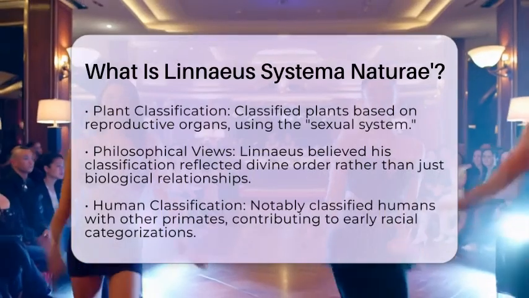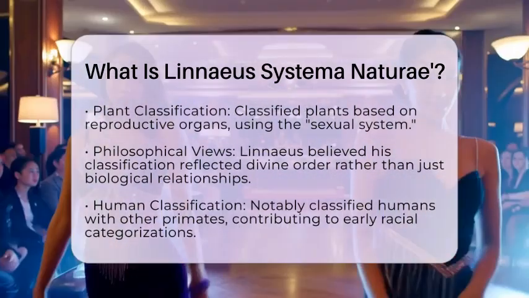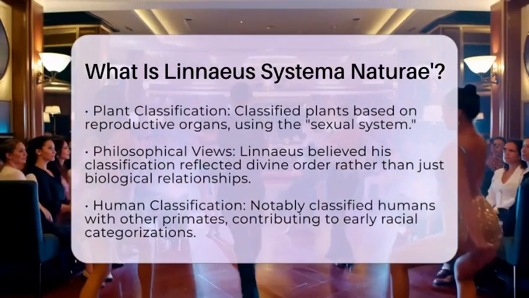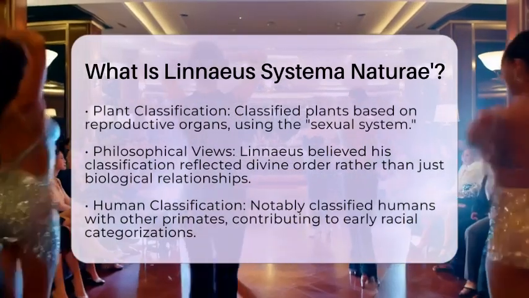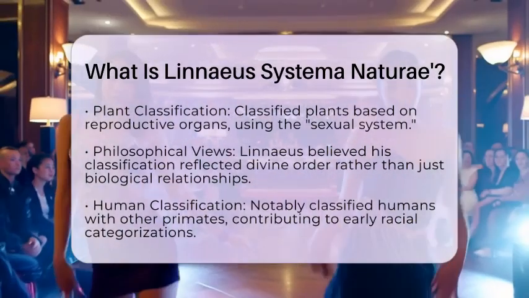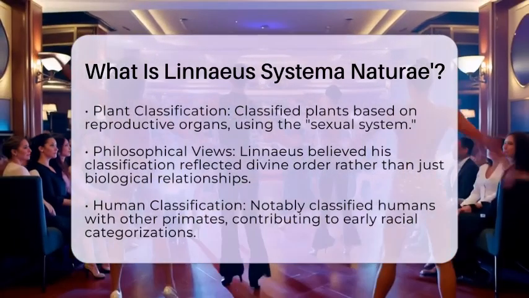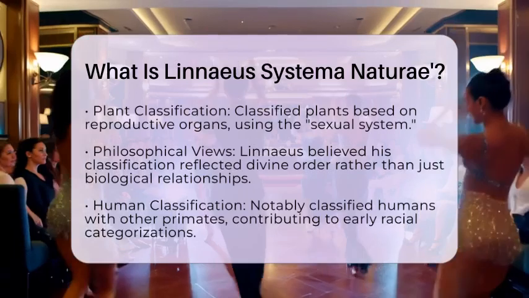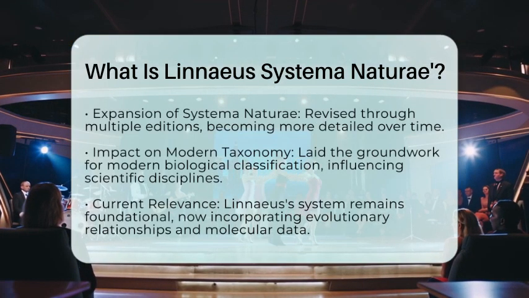The Systema Naturae also mirrored the European intellectual context of the 18th century. At that time, science was closely linked with religious views. Linnaeus saw his work as uncovering the order that God imposed on nature. His classification of humans alongside other primates was notable, but his division of humans into varieties based on skin color and temperament contributed to early scientific racial categorizations, which have since been discredited.